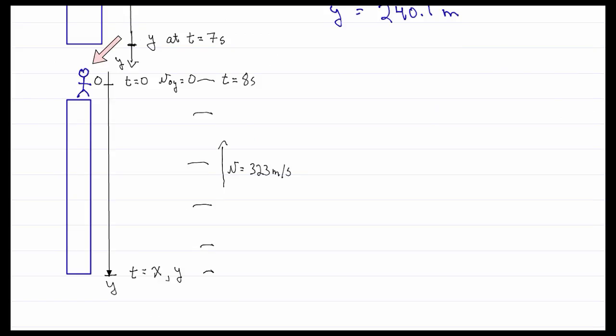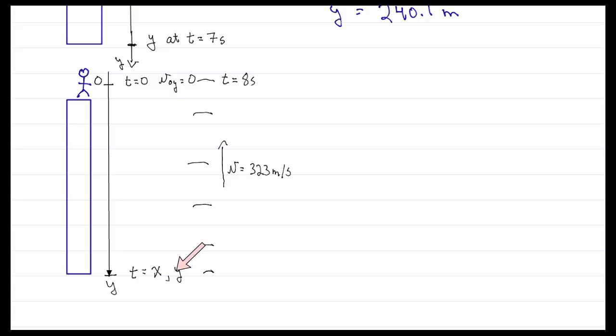So here's Barry. Again, I'm choosing a coordinate system where the positive y direction is downwards, and at time equals 0 is where the ball is dropped with an initial velocity of 0 meters per second. So this ball falls, and at some time later, we don't know how long it takes. We're going to call that x. So at time equals x, the ball hits the ground, and it travels a distance of y, which we're asked to find.